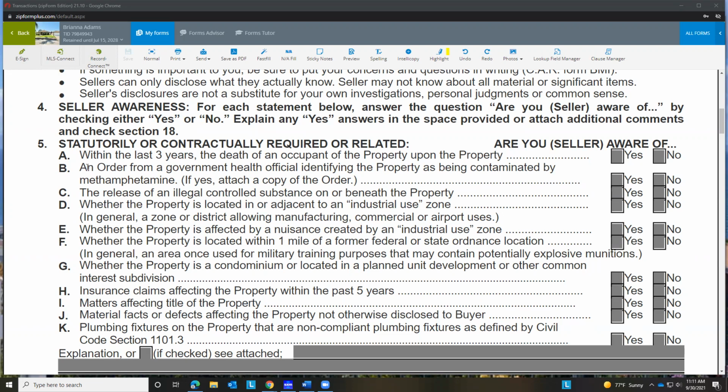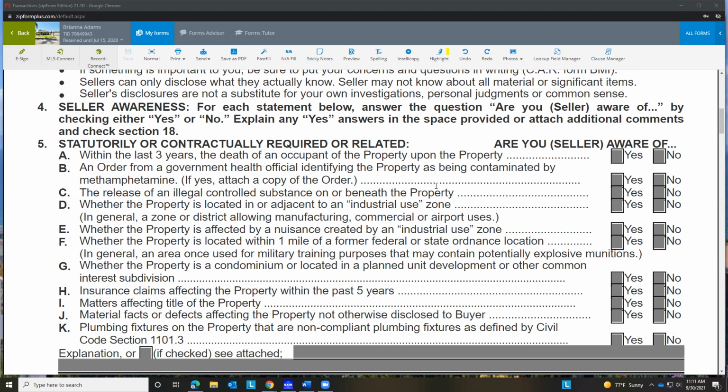So 5A, within the last 3 years, the death of an occupant on the property. Okay, law says 3 years. Guys, if your seller knows that somebody died on the property, they just need to say somebody died on the property, even if it's past the 3 years, because if you don't tell them, the neighbors definitely will. And like I said before in the class, surprise buyers tend to be angry buyers.